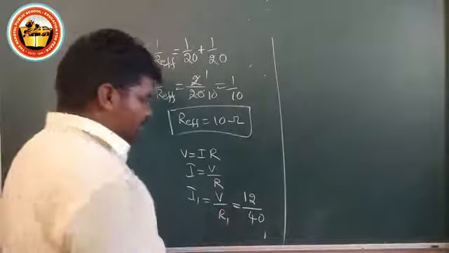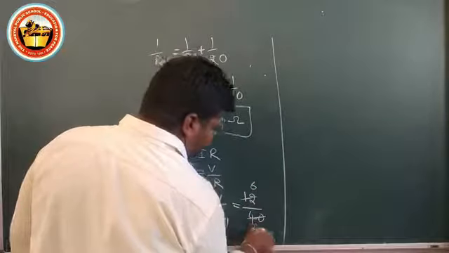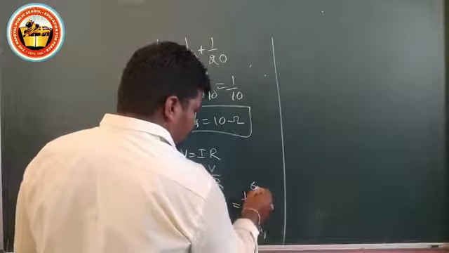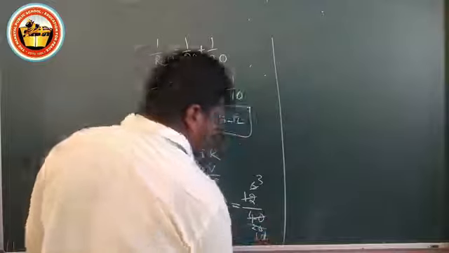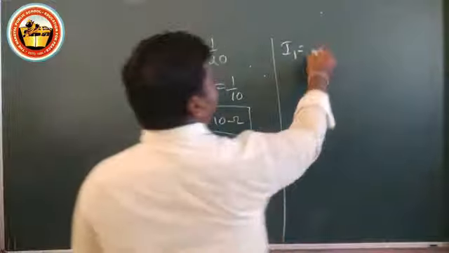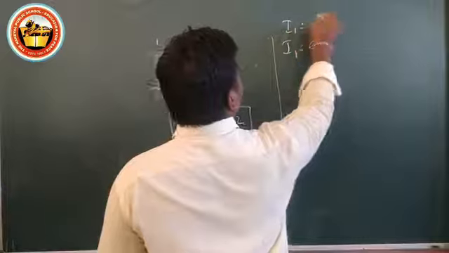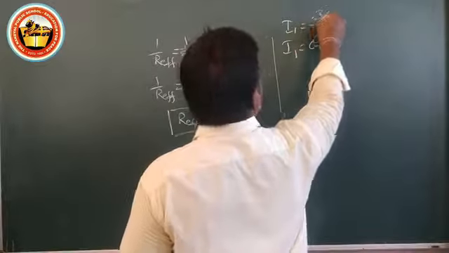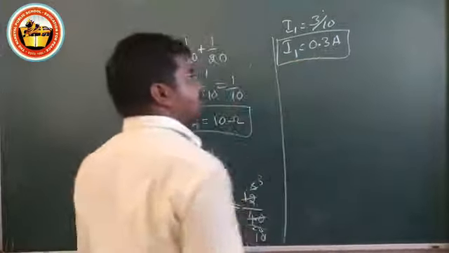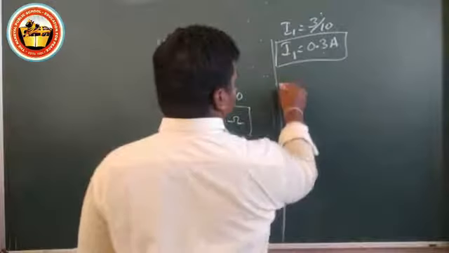12 by 40, 2 6. 2 3s, 2 10s. I1 is equal to 3 by 10, which is 0.3 amperes. So I1 is equal to 0.3 amperes.